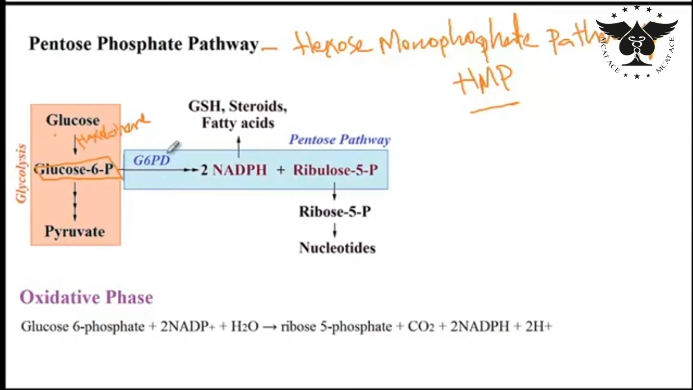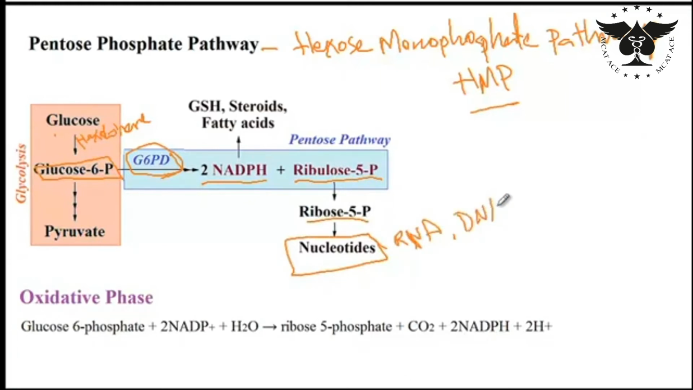Now, in the first reaction of the pentose phosphate pathway, the enzyme glucose 6-phosphate dehydrogenase will convert glucose 6-phosphate into different intermediates, as a consequence of which there will be production of 2 NADPH and 1 ribulose 5-phosphate molecule. And then the ribulose 5-phosphate will later be converted to ribose 5-phosphate, which is required for production of nucleotides, RNA, and DNA, while the NADPH is used for production of the reduced form of glutathione, steroids, as well as fatty acids.